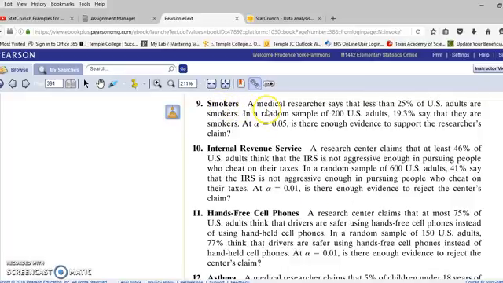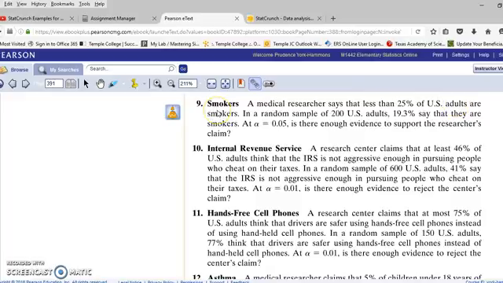It says a medical researcher says that less than 25% of U.S. adults are smokers. In a random sample of 200 U.S. adults, 19.3% say that they are smokers. At alpha equals 0.05, is there enough evidence to support the researcher's claim? Well, the first sentence gives us the claim. It says a medical researcher says that less than 25% of U.S.